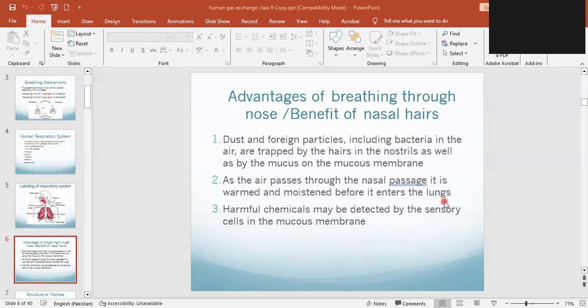So if the air comes up to the level of my body temperature, 37, the diffusion rate of the absorbing of the gas would be much faster. And the third part is, as your nose is a sensory organ, it has a sense of smell. You can detect harmful chemicals in the form of smell or aroma, and you can cover your nose. So that's how you can protect yourself from harmful chemicals, right? So these are the three major advantages of the nasal hair.